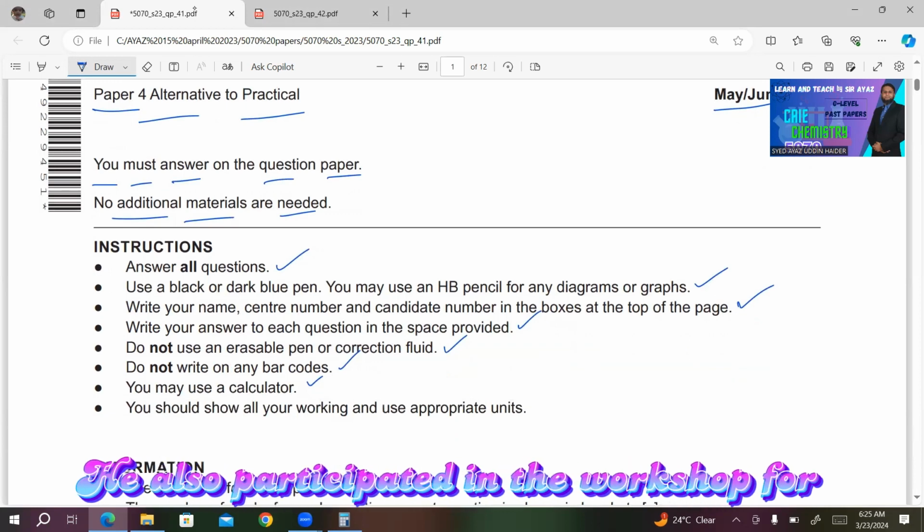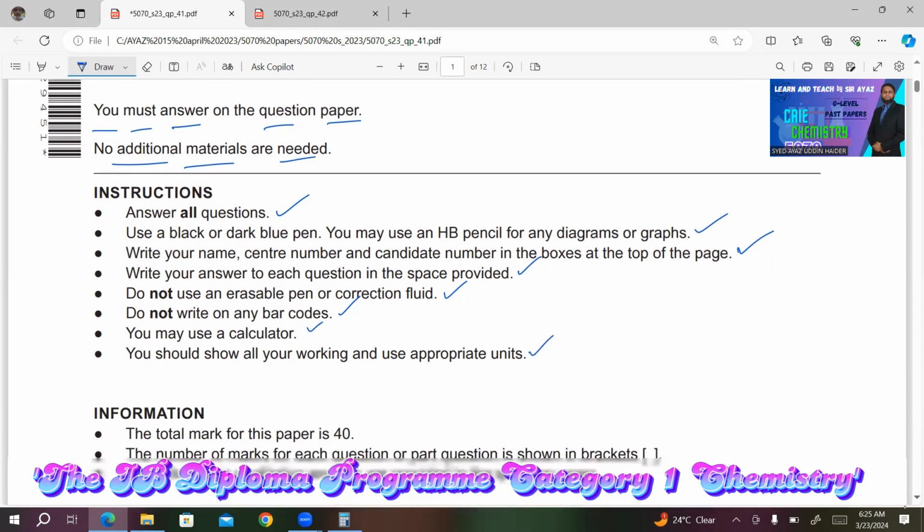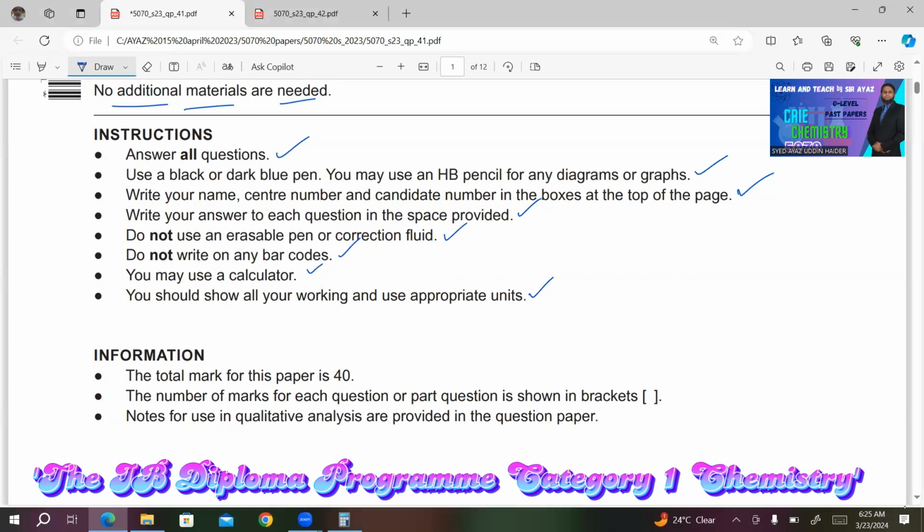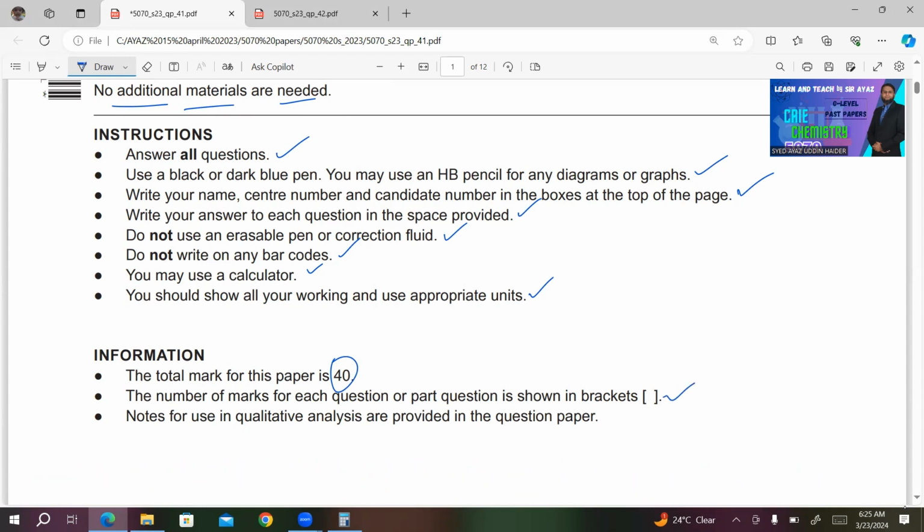So it means there are some calculations, so you need a calculator for doing those calculations. You should show all your working and use appropriate units. Some information in this paper: the total mark for this paper is 40. The number of marks for each question or part question is shown in brackets. Notes for use in qualitative analysis are provided in the question paper.